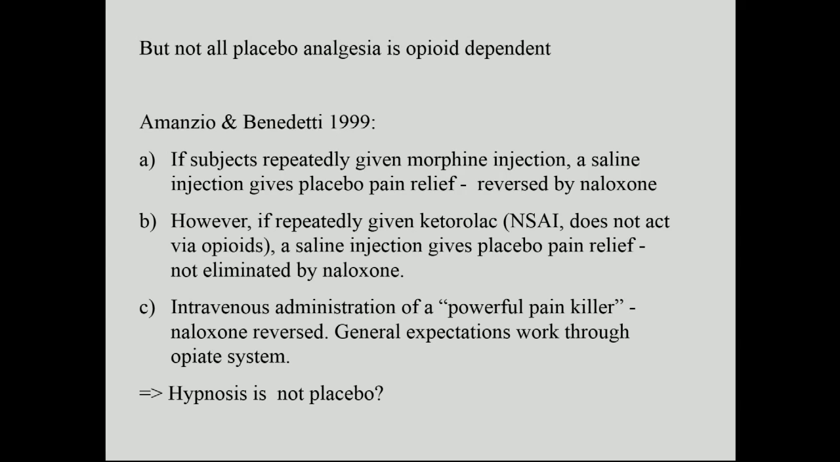Now, this is an interesting case. If you repeatedly give a non-steroidal anti-inflammatory, so it's not opiate-based, and then you give a saline injection, yes, you get pain relief, so you still get placebo. But you sort of taught the body that this isn't opioid-based. What happens? Well, the placebo isn't opioid-based either. So not all placebos are opioid-based. If you train the body first that this is a different mechanism, you can kick into operation that different mechanism.